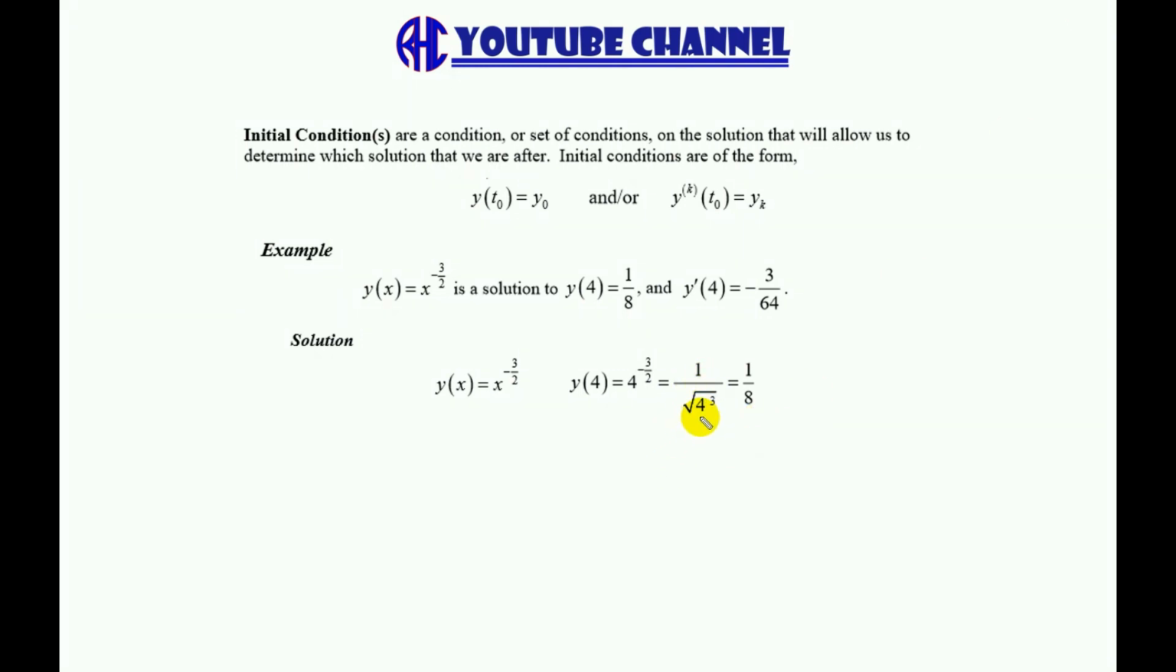Okay, 1 over the square root of fourth cube. So, fourth cube is equal sa, ilan yan? 4 times 4, 16. So, 16 times 4, 64. So, the square root of 64 is 8. Kaya, naging sagot natin is 1 over 8. So, equal siya sa initial condition natin na 1 over 8.